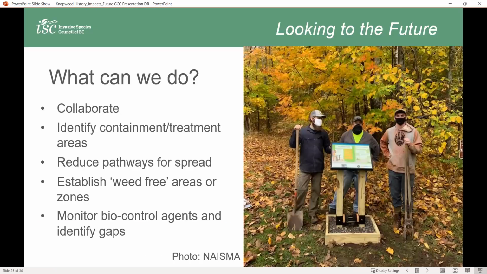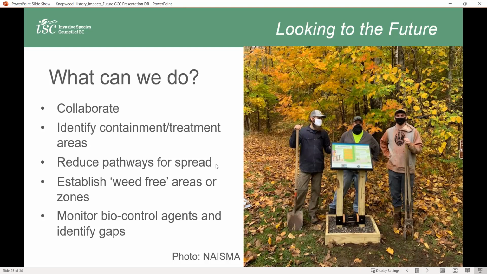So what can we do? I think we definitely collaborate. The successes that we've seen in invasive plants and species over the decades have been through collaboration. We have to learn to identify and contain the species and specifically be strategic on the treatment areas. Perhaps eradication isn't the goal. Perhaps containment is, and we wait for effective biocontrol to bring it down below that economic or environmental threshold that we need to get to have minimal impact.